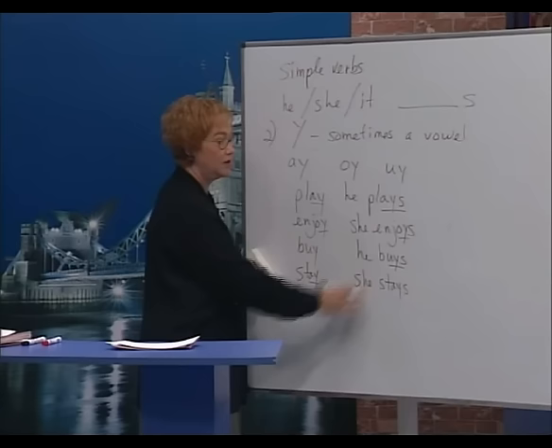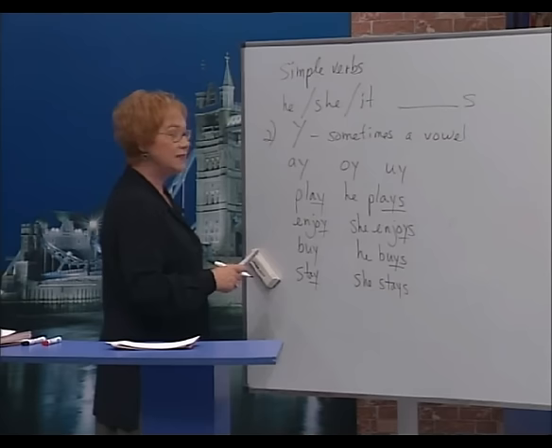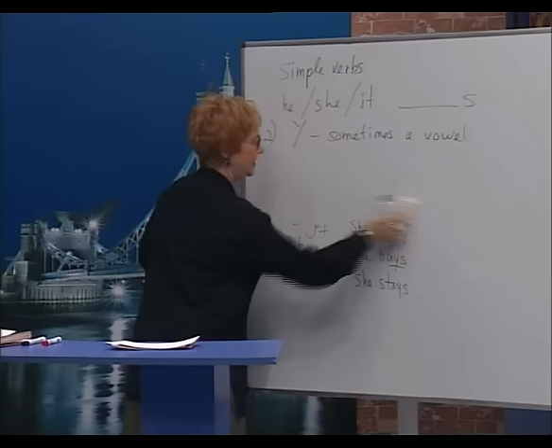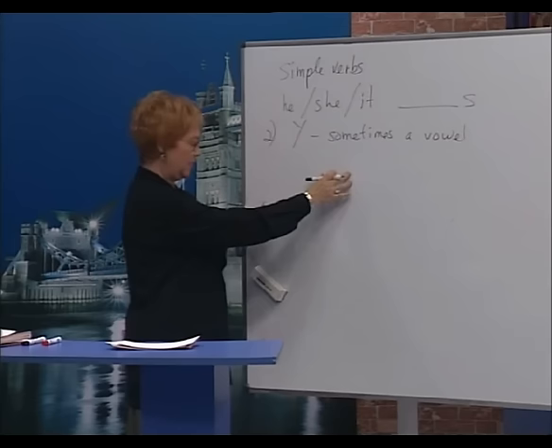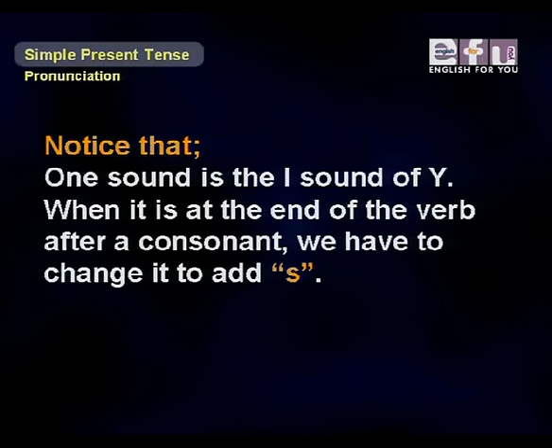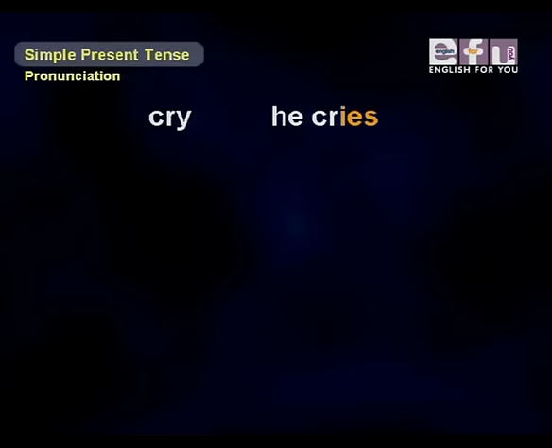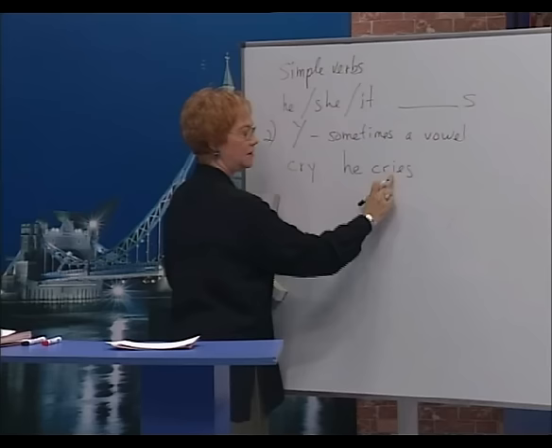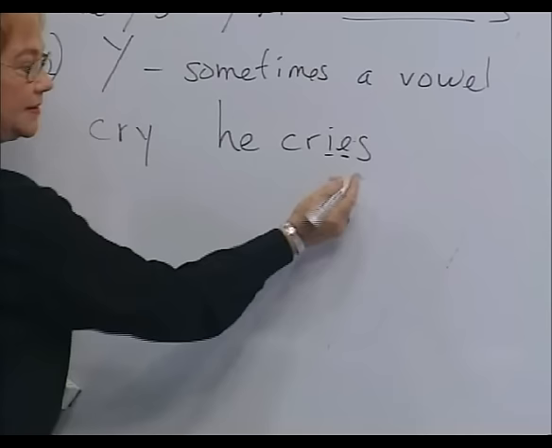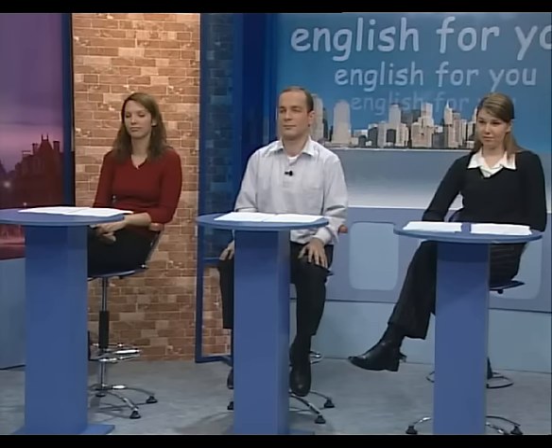Now, the other sound of the Y sound is E. When it's at the end of the verb after a consonant, we have to change it to add S. Look how we do it. Cry, he cries. Y becomes an I and we add E.